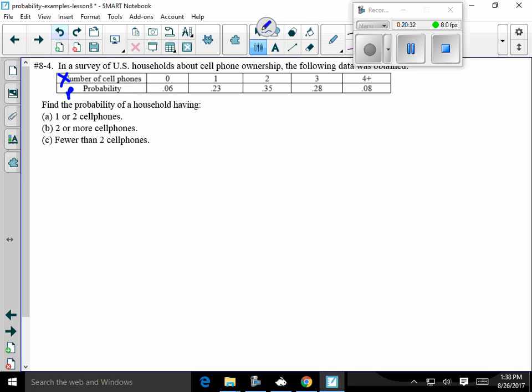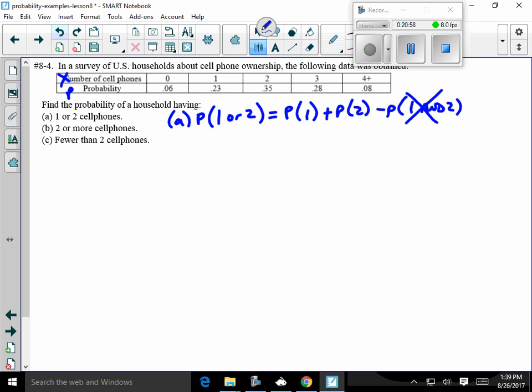So the good news is they did give us the probabilities. So this is just drop back to OR cases, right? For part A, if I want the probability of having 1 or 2 cell phones, then I can just remember that the OR rule is probability of 1 plus probability of 2 minus the probability of 1 and 2 at the same time. But since we're talking about a family, we can't have 1 and 2 cell phones. They either have 1 or they have 2, so that's nothing. All I really have to do is add up the probabilities of 1, which they told me is 0.23, and 2, which they told me is 0.35, and so that turns out to be 0.58.